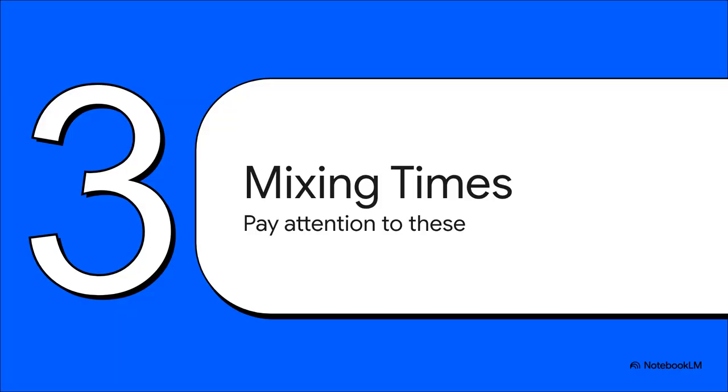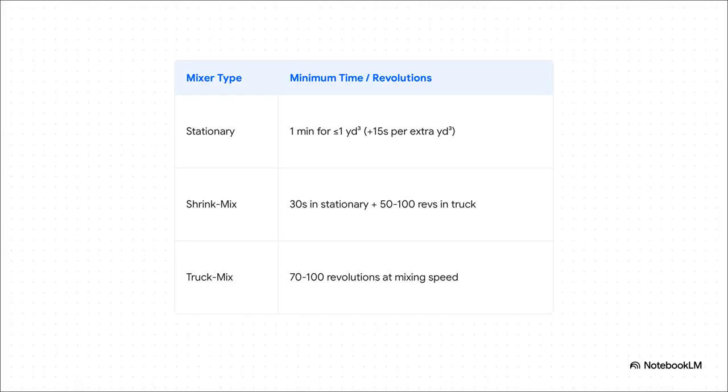All right, it's time to talk numbers. Pay close attention here. These are the specific, testable details that you, as a certified QC professional, are going to be responsible for knowing and enforcing every single day. Let's break this table down. For those stationary mixers, the rule is 1 minute minimum for the first cubic yard. Then you add 15 seconds for each extra yard. For shrink mixing, you need at least 30 seconds in the plant mixer, then between 50 and 100 revolutions in the truck. And for straight-up truck mixing, the standard is 70 to 100 revolutions at mixing speed. These are your QC checkpoints. You gotta know them cold.